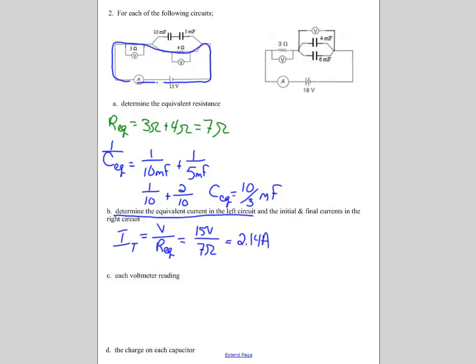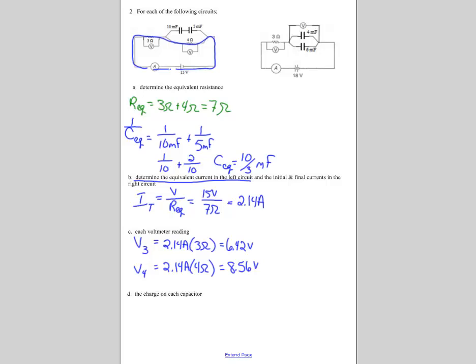I have a voltmeter across each resistor. I have 2.14 amps through it, so the voltage in my 3 ohm resistor is simply going to be the 2.14 amps times the 3 ohms, and I get 6.42 volts. The voltage across my 4 ohm resistor is going to be the same thing, current times resistance, and I get a voltage for this one of 8.56 volts.